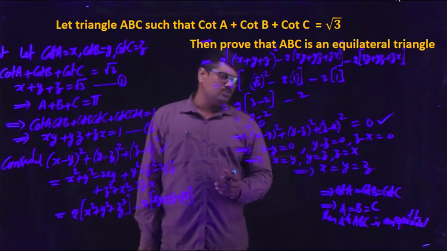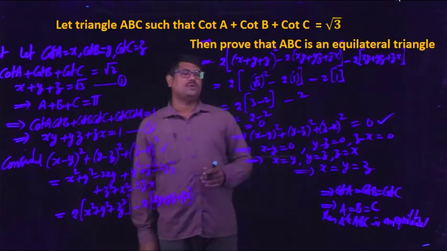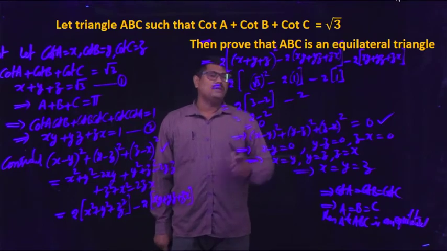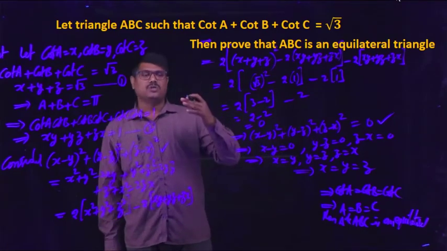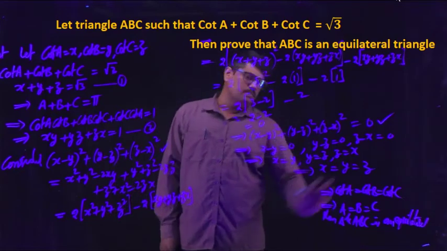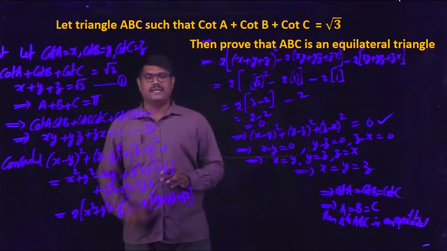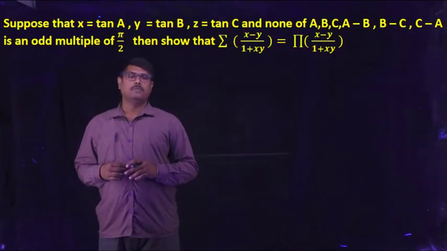Later you will get to this step, that is x is equal to y is equal to z. So cot A is equal to cot B is equal to cot C, which is possible in a triangle only if A is equal to B is equal to C. So by that you will conclude the triangle is equilateral. Let us do one more problem.